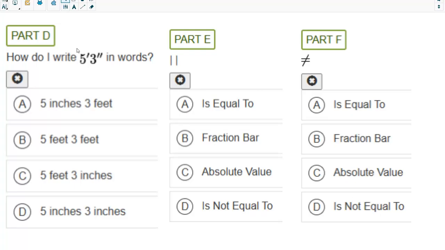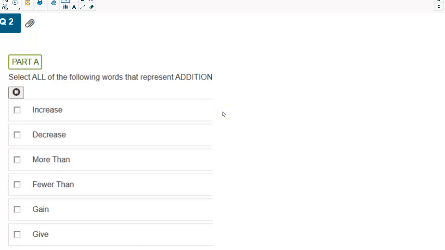All right, we're still on symbols here. So part D, how do I write this in words? Again, we need to look back at our symbols. And then you need to identify the symbol here in part E. And you need to identify the symbol in part F. Question 2 says part A, select all of the following words that represent addition. So remember when you are adding, you are increasing, okay? Your answer is going to be more than what you had. You can also say you're gaining things. So you're going to select here all of the words that mean addition.